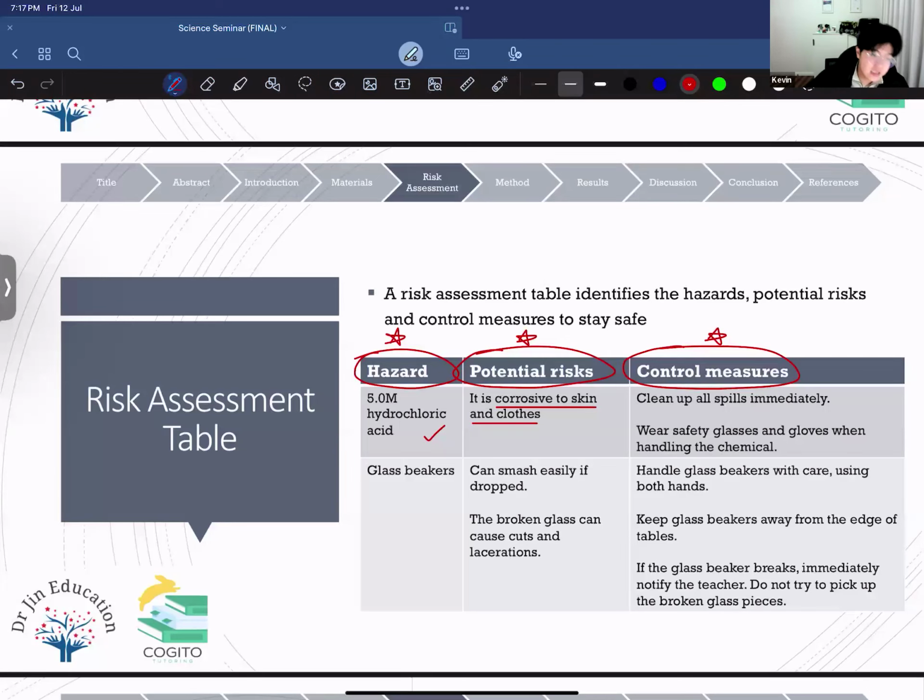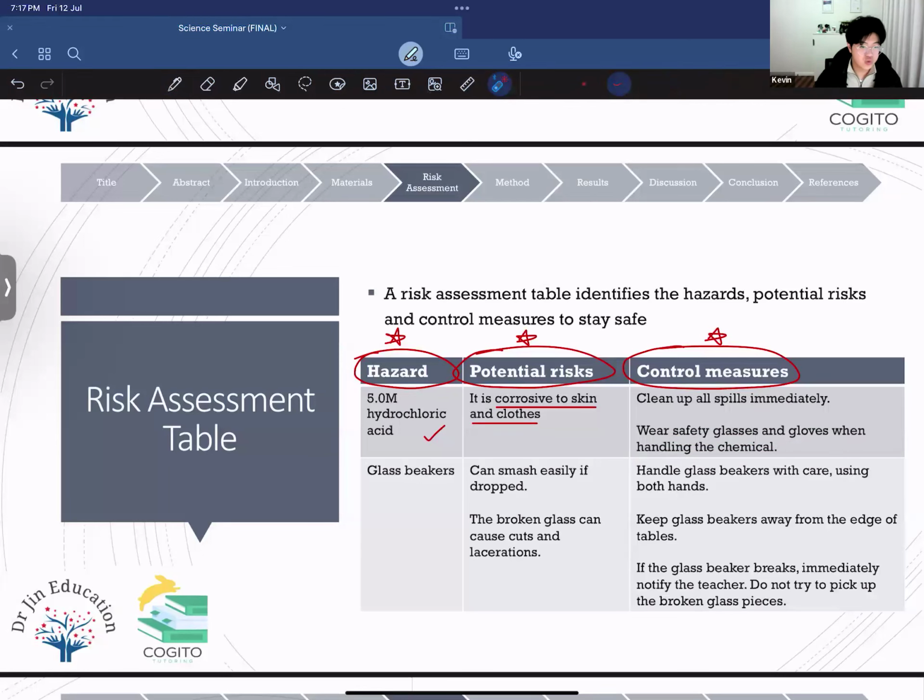It can get on your skin, it can get on your clothes, and it's corrosive. All right, now control measures. How are you going to deal with it? Clean up any spills immediately. When you're using these acids, wear safety glasses and gloves when you're handling the chemical. So that's a control measure.